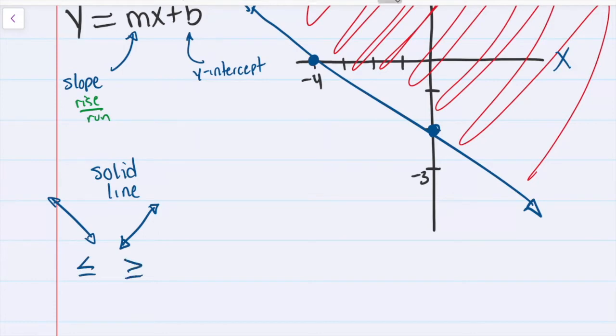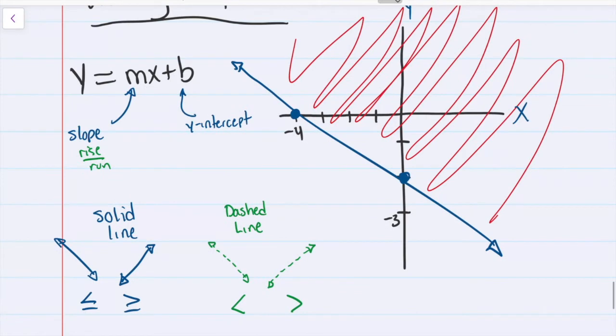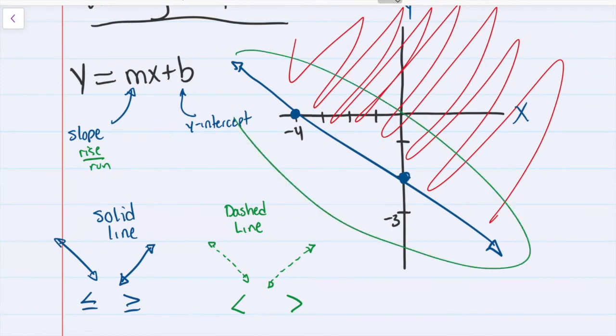The other type of graph you might see is a dashed line. A dashed line for inequalities is the same thing as a line going down, but you guessed it, it's dashed. Or a line going up, which is dashed. And the symbols for this are less than or greater than. So the first thing we have to understand is which one are we looking at? In this problem, we have a solid line.